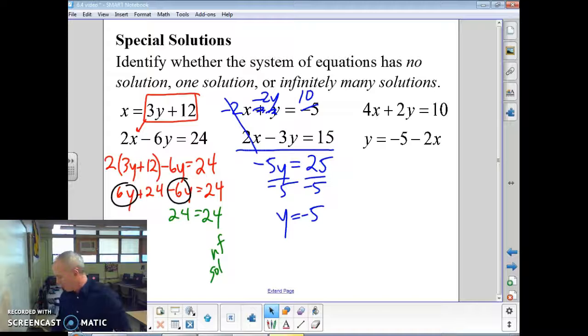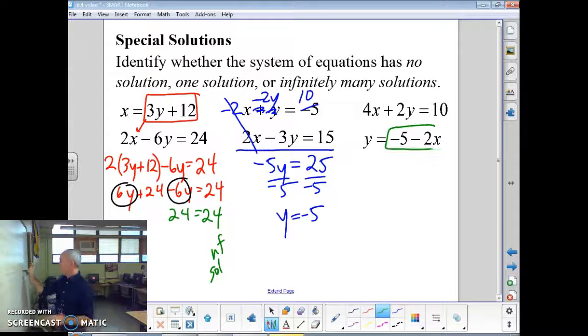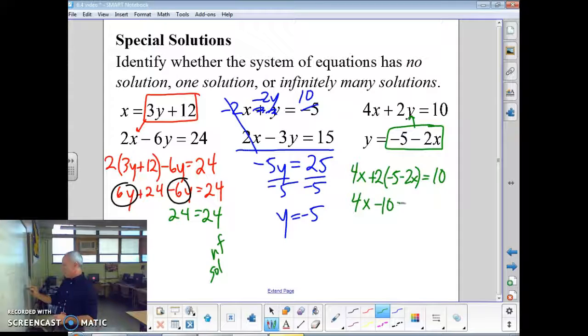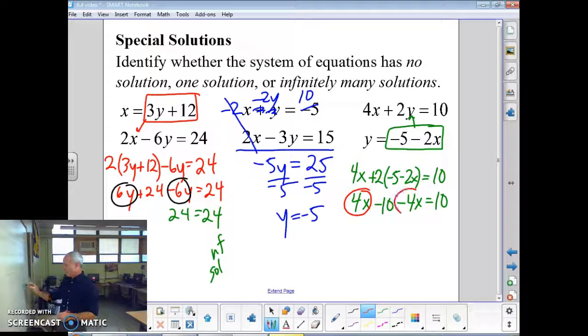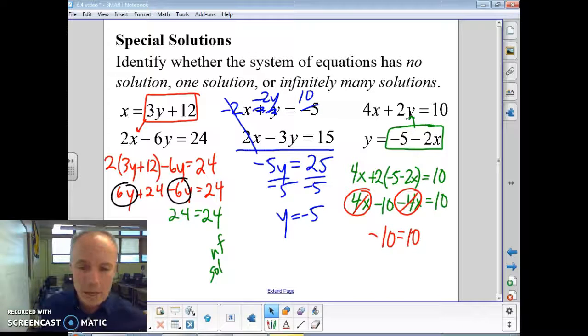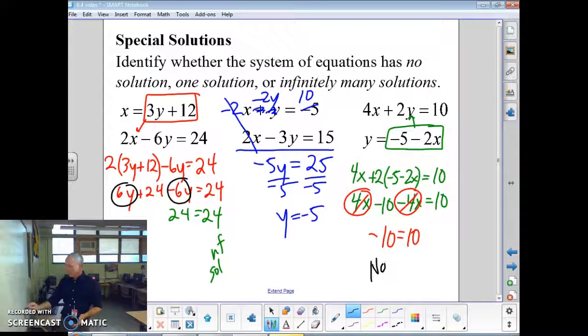And finally, the last one. Let's substitute in what y is equivalent to in the other equation. So we've got 4x plus 2 times -5 minus 2x equals 10. 4x minus 10 minus 4x equals 10. Now take a look, we've got zero pairs, which eliminates that x variable. Now we've got -10 equals 10, and you say to yourself, no, it doesn't. If you simplify something and it's not true, then that means there is no solution that will work in that system of equations.